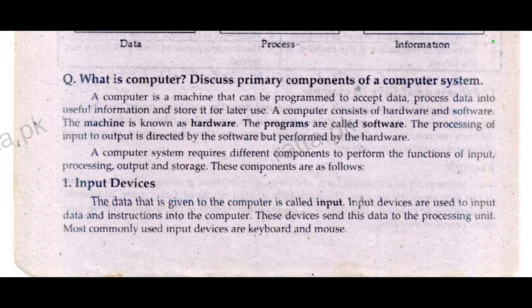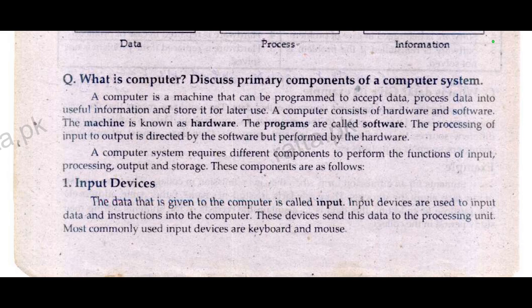Chapter number 1. Question: What is a computer? Discuss the primary components of a computer system. A computer is a machine that can be programmed to accept data, process data into useful information, and store it for later use. A computer consists of hardware and software.